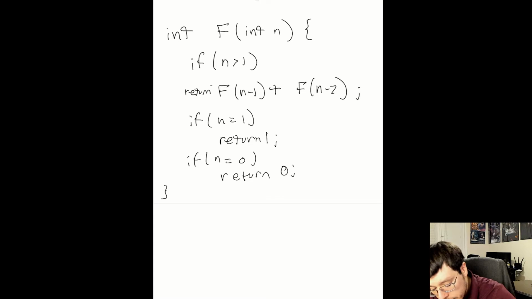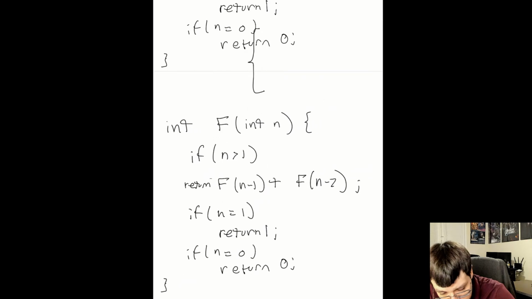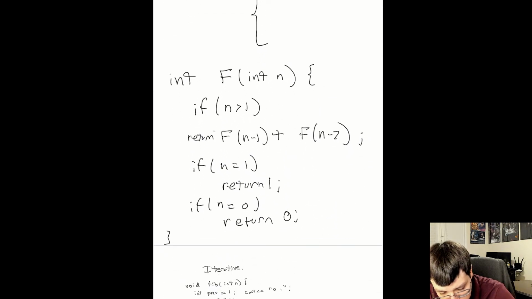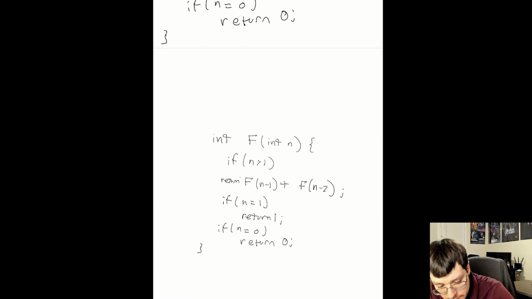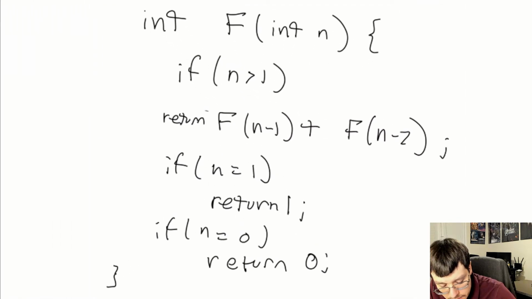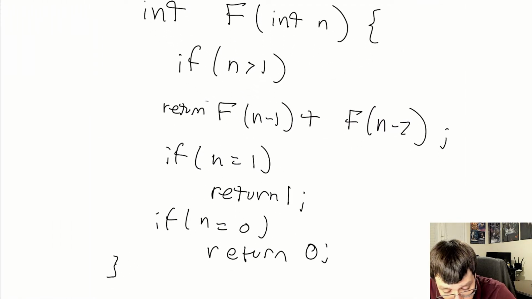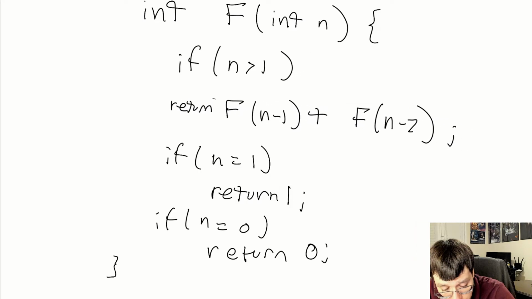Let's simplify this. So one way that I could simplify this is, well, I could simply say that if n is less than 1, just return n. So here, let's combine this. Whoa, I copied the big curly brace there. So I can say if n is greater than 1, then sure, go ahead.